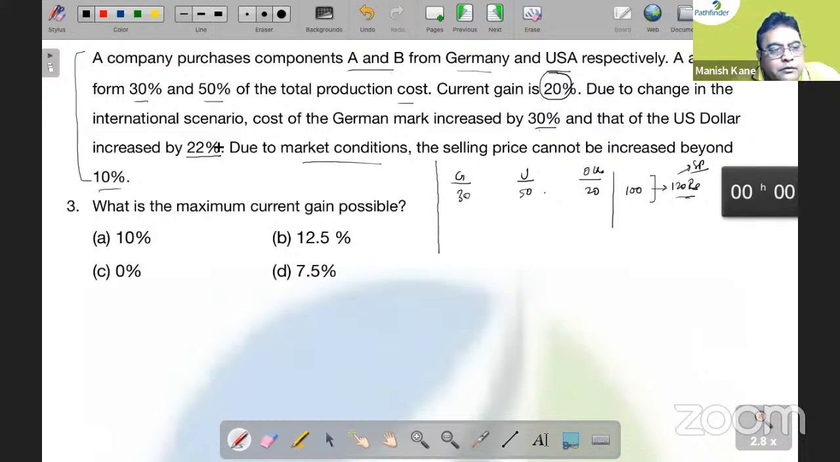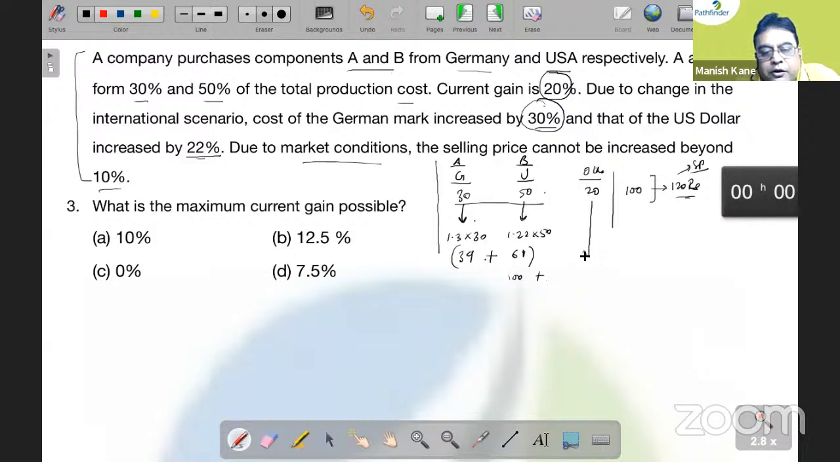Now, what has happened? That the cost of German mark increased by 30%. So this portion will increase by 30%. So 1.3 into 30 will give me 30% increase over 30. That is 39 rupees. So item A will now cost 39 rupees instead of 30 rupees. What about item B? There is an increase of 22%. So 1.22 into 50. A better way of looking at it is 50 plus 22% of 50, which is 11. So 61 rupees. So component A and B, which used to cost 80 rupees, will now cost 100 rupees.